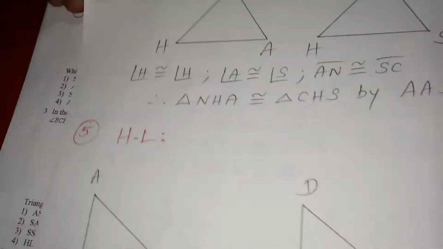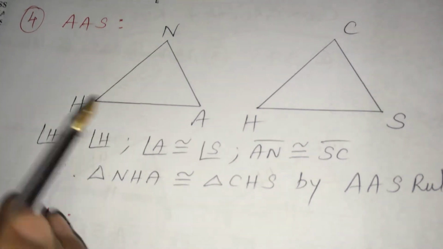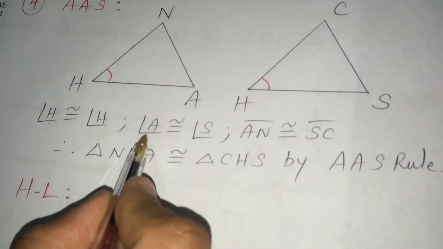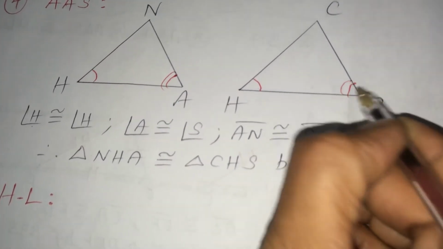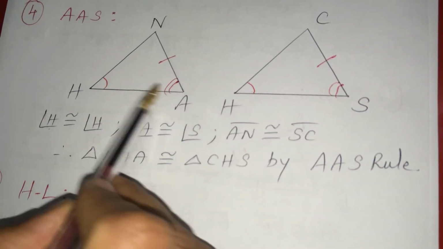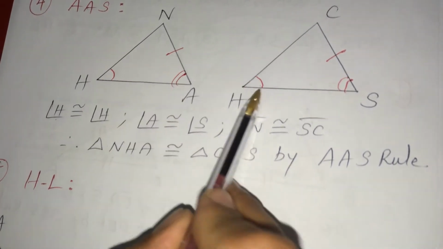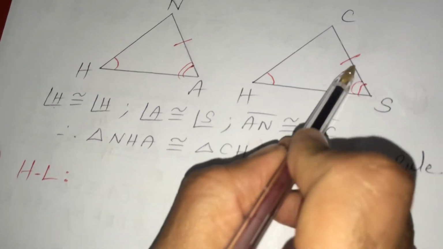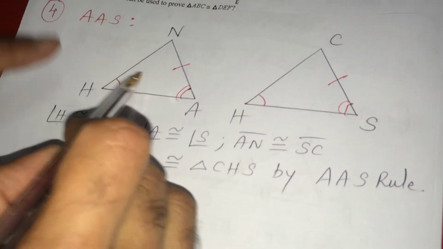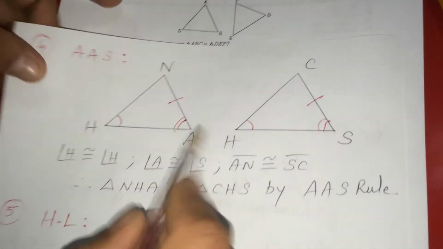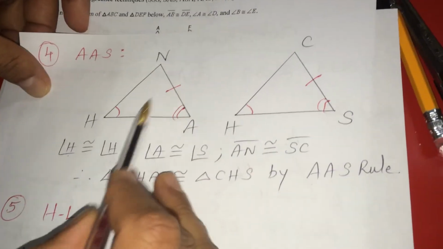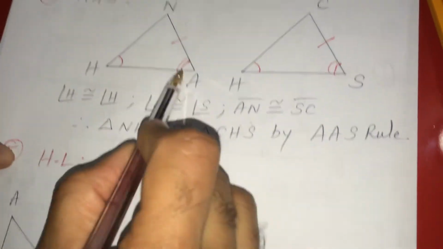Next, the fourth rule, the angle angle side rule of congruency. Here angle H is equal to angle H, like this, and angle A is congruent to angle S. AN, this side, is congruent to SC. Here two angles, the corresponding angles, and one corresponding non-included side. Whenever they are equal, these two triangles are congruent by the AAS rule. What is the difference between ASA and AAS? In ASA, the side is included between the two angles, but in AAS, this side is not in between these two equal angles. That is the difference.